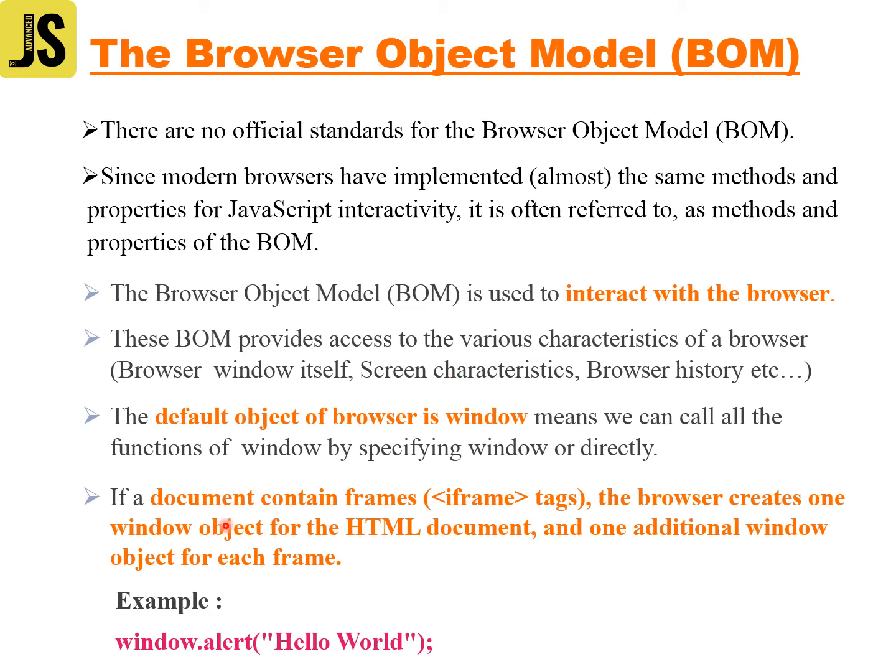And here there is an example, related to how we can access the functions using window. Here window dot alert of hello world means that using the window we are trying to produce an alert box with the message hello world.